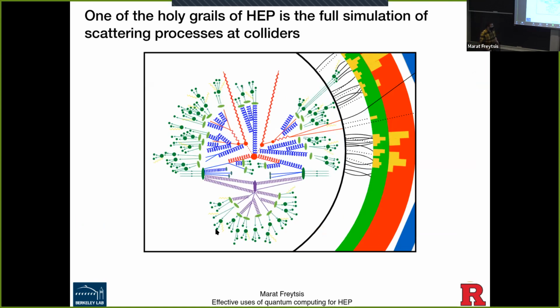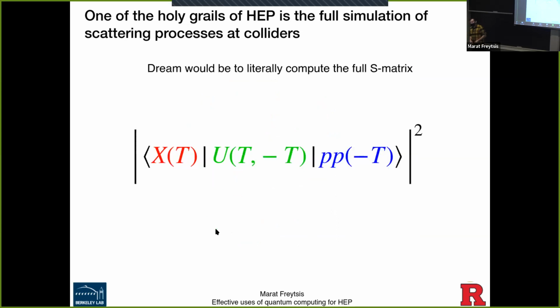One of the holy grails I can imagine of high energy phenomenology is to have some sort of end-to-end full simulation of scattering processes in high energy collisions, where we start with the specification of theory, and we see exactly what happens in some sort of experiment that we run. Or to say it in slightly more formal ways, the dream would be to literally compute the full S matrix for whatever initial state you specify, and for whatever final state you might hope to measure.